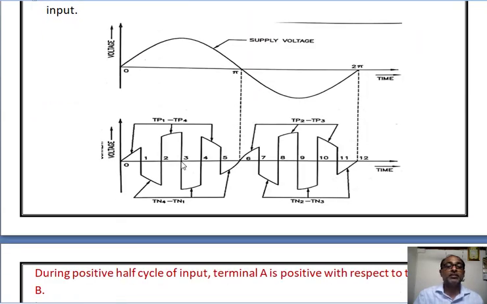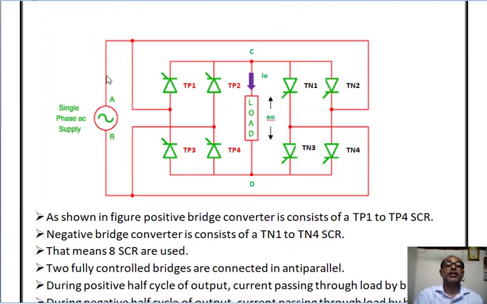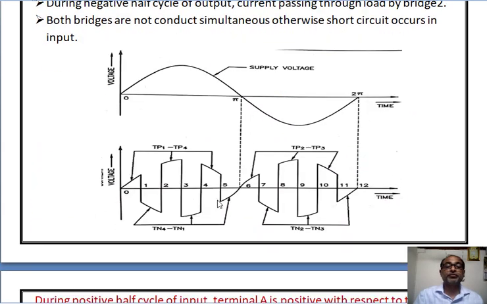Now at instant 2, the SCRs TN4 and TN1 are turned off by force commutation, and at that time thyristors TP1 and TP4 are turned on again. So due to this, the current flows from terminal A to TP1, then C terminal, then load, then D, then TP4, and then terminal B of the supply. So during this time, the current passing through the load is positive, and the load voltage also follows the positive input cycle. Similarly, we can turn on or off alternately at instants 3, 4 and 5. After the completion of these 5 instants, one positive cycle of the input is completed.